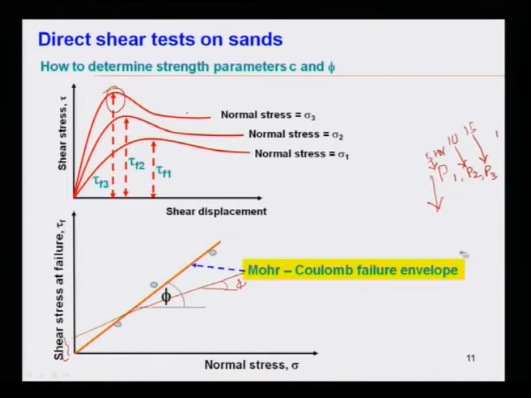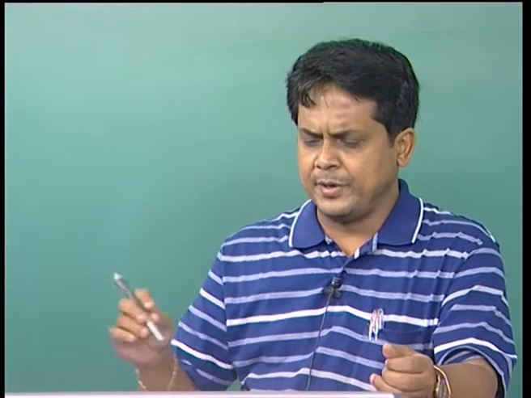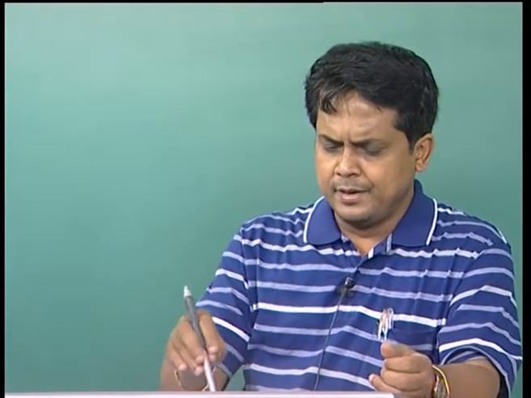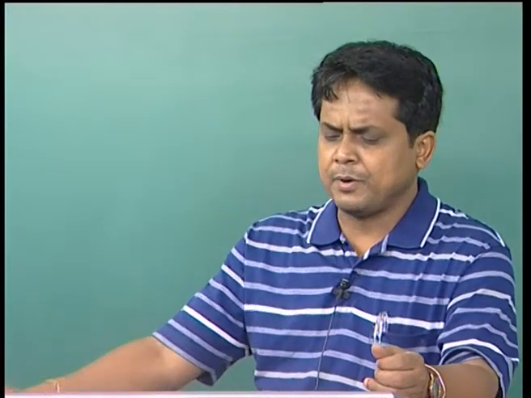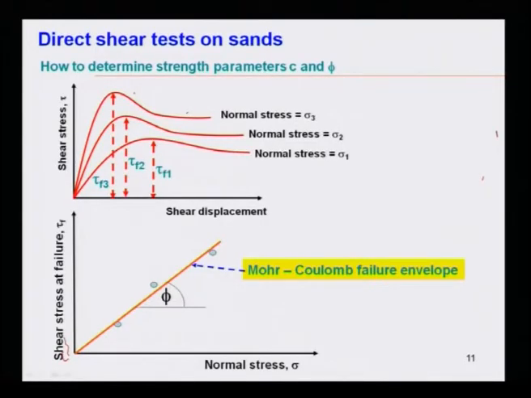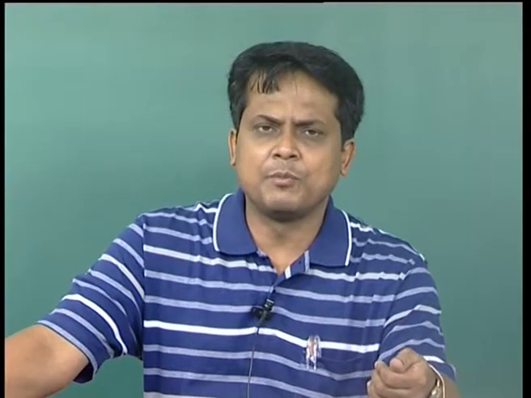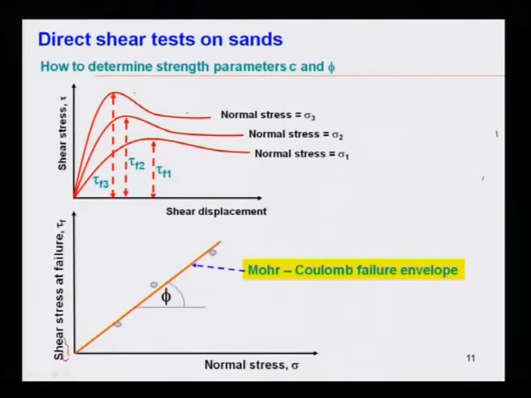Now, once again I am repeating how to determine the strength parameters C and phi from the direct shear test. For each set of load and normal stress, find the shear stress and shear displacement, plot shear stress versus shear displacement, and from there find your shear stress at failure for normal stress sigma 1. Similarly, you have to perform at least 3 tests, that means normal stresses sigma 1, sigma 2 and sigma 3, and with these 3 normal stresses you will find your shear stress at failure.